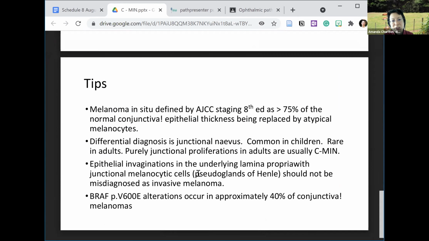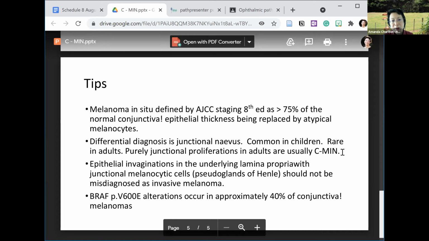Differential diagnosis, junctional nevus. Oh, children, yes. So junctional nevus in children can be very active, particularly around puberty. So that is a common problem for pathologists in particular, probably not so much a problem for clinicians. Yes, if I see it's an adult and there's a junctional proliferation, I think this is in the PAM category or C-min category rather than a nevus.